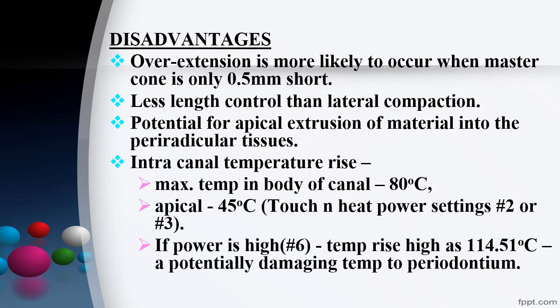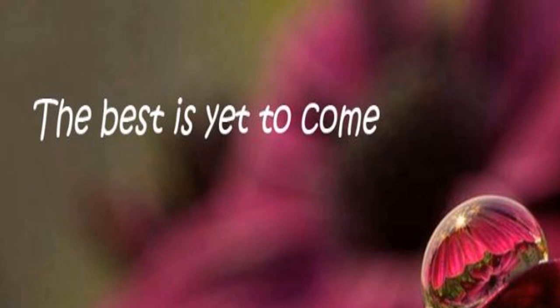The disadvantage is that it is technique sensitive. Sometimes if you apply more heat, the material may extrude beyond the apex too. There is less length control than with lateral compaction, and potential for apical extrusion. Intracanal temperature rise may sometimes be a threat. So this discussion was about the lateral compaction technique and warm vertical compaction with a schematic representation.